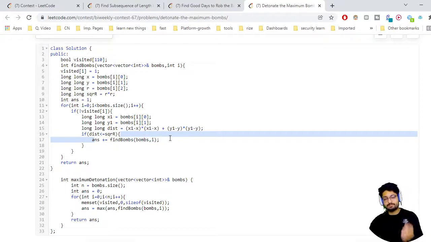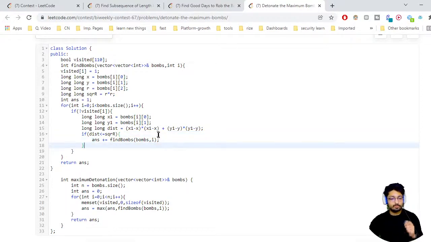And because it is incremented in our answer, we'll go from this point to the next point. That means because this bomb is detonating another bomb, we'll start a new DFS from this particular bomb. Which means that we have diffused this bomb. Let's go to the next bomb. That is the whole logic part, nothing much different.